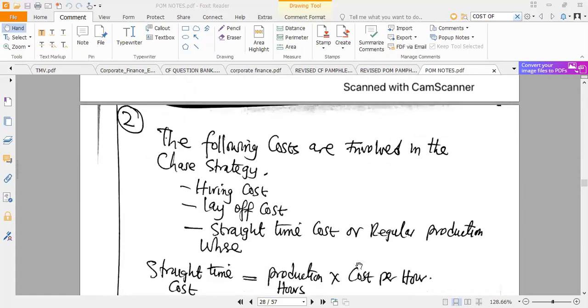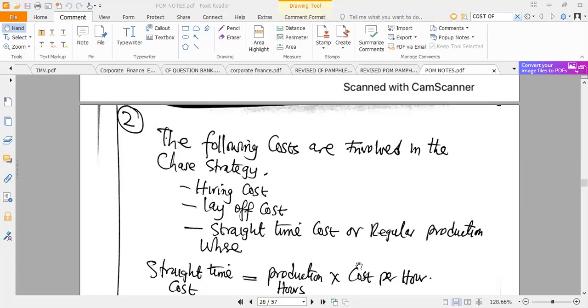The costs of the chase strategy are as follows. We have the hiring cost. In an exam, when a question is given, especially on the chase strategy, you don't necessarily need to look for all other costs. You need to understand that on the chase strategy, because you're hiring and firing workers, the major costs we need to look at are the hiring cost, the layoff cost, and the last cost, which is called the straight time cost, also called the regular production cost.